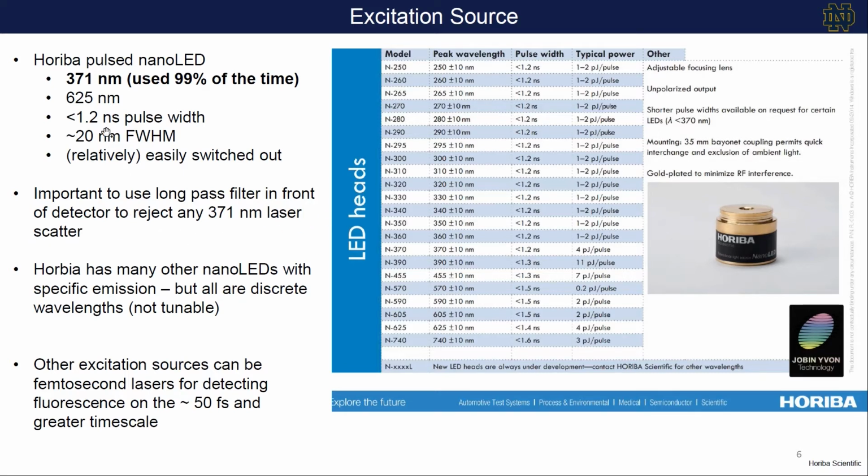Now most of these typically have a little bit less than 1.2 nanosecond pulse width. Again, that's sort of how fat in time the pulse is. And typically they have about a 20 nanometer width at half max. So again, if you're exciting at 370, you want to look at emission that's quite a bit redshifted from that. There are other excitation sources that different setups use. So some people use a femtosecond laser if you're detecting very fast fluorescence. But again, this is what we typically use for our system.